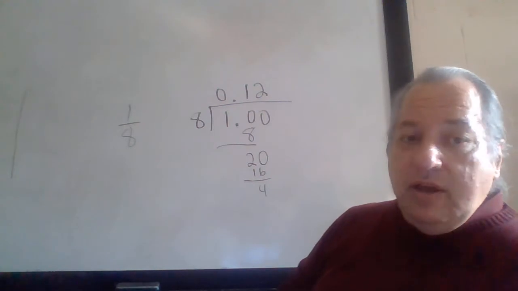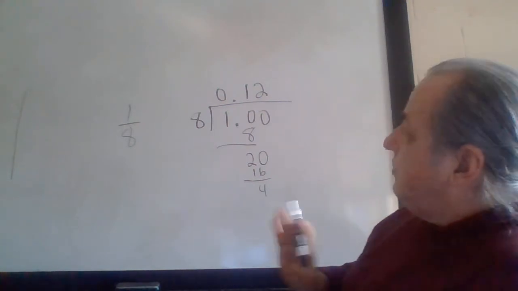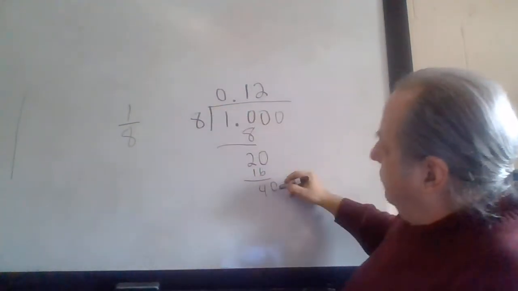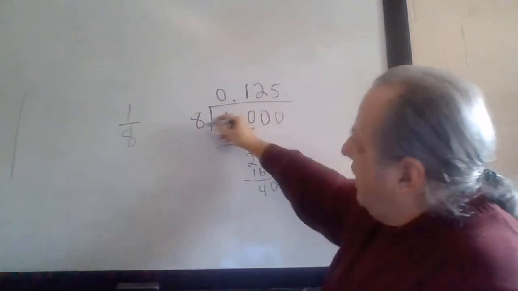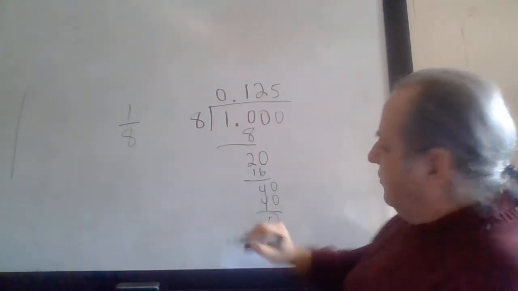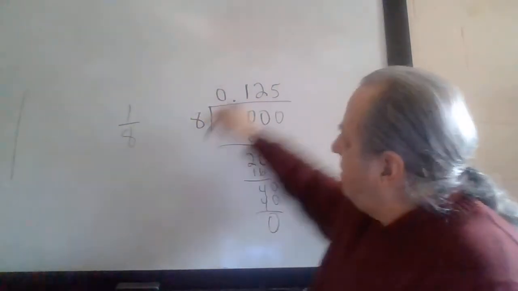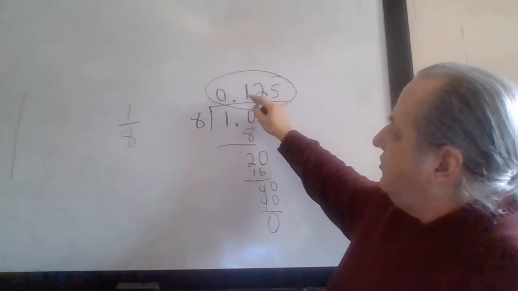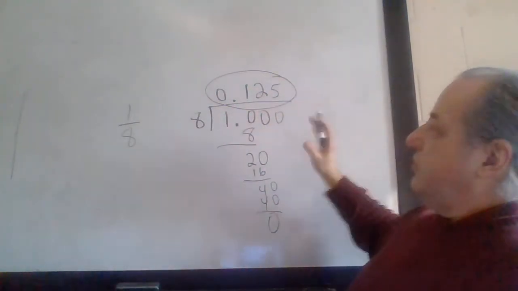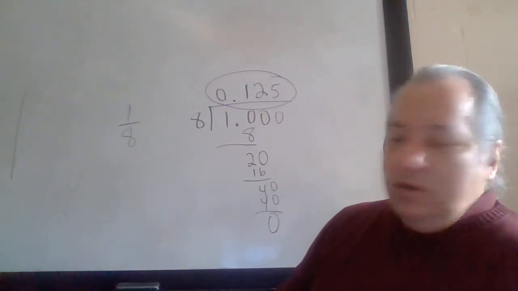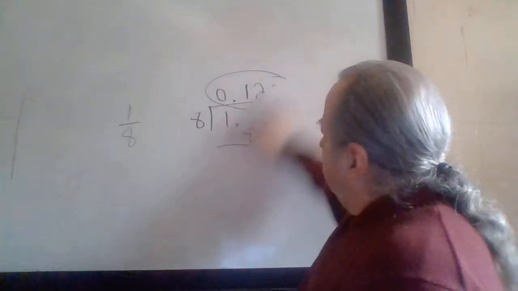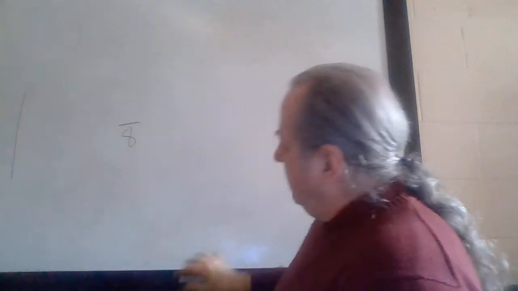I keep going until I have no remainder or I see a pattern. This problem is going to end because if I bring down another 0, 8 goes into 40 5 times. 5 times 8 is 40. Now there's no remainder. So 1/8 is the same as 0.125. So sometimes you'll have to go to the tenths, to the hundredths, to the thousandths, or even farther until it ends. Let's have you try a problem pretty similar to this. See how you do. So instead of 1/8, I'm going to have you do 3/8.